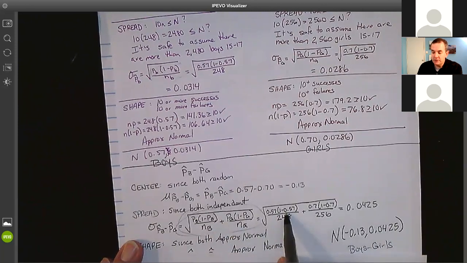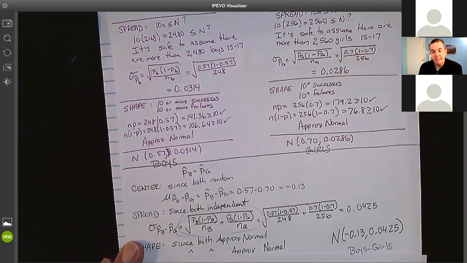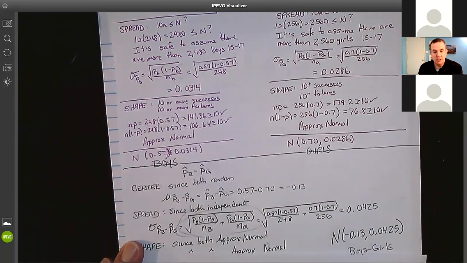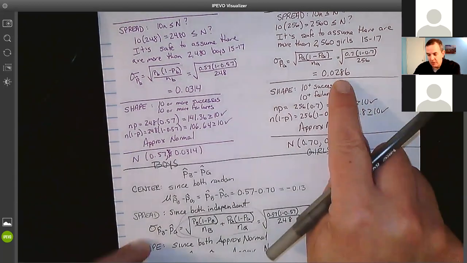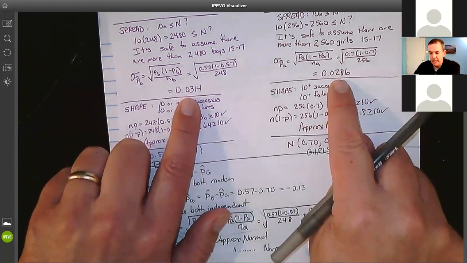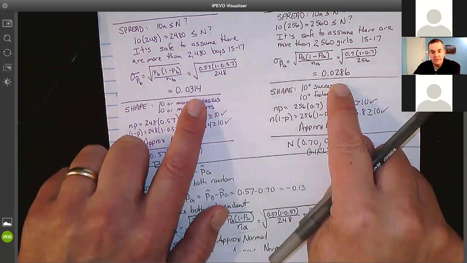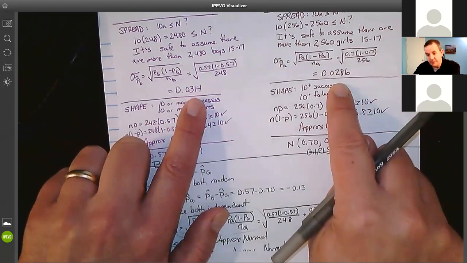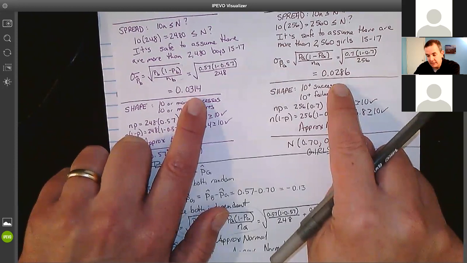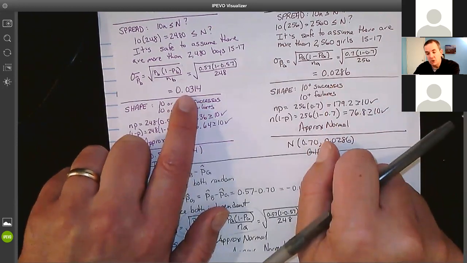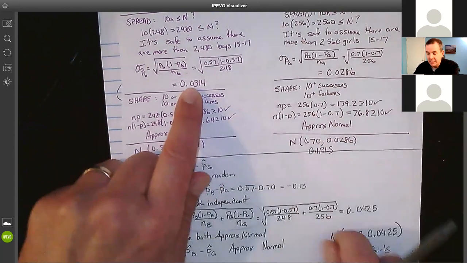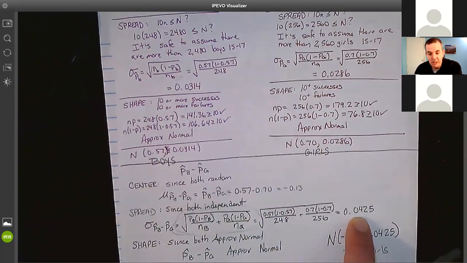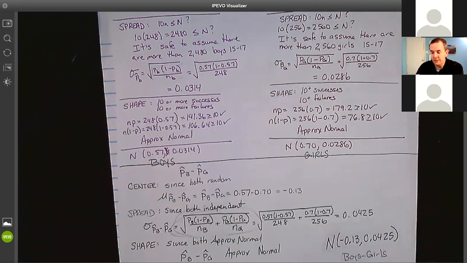I plug in the numbers. I pick up my calculator. My calculator tells me that the combined standard deviation is about 4.25%. It's larger. Remember when I talked back before winter break, it's larger than either one of the standard deviations. And that's always going to be the case. When I look for the difference, it's always going to be larger than the bigger of the two. So the big one is 3%. When I combine them, it's going to be larger. So in this case, it's 4.2%.